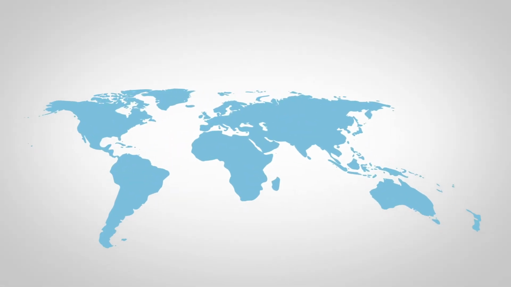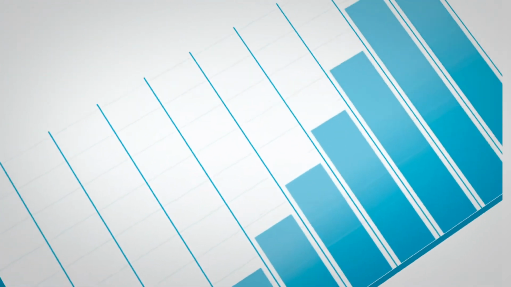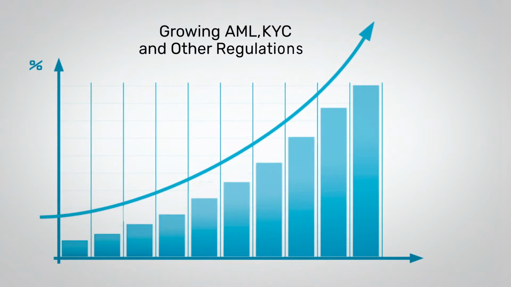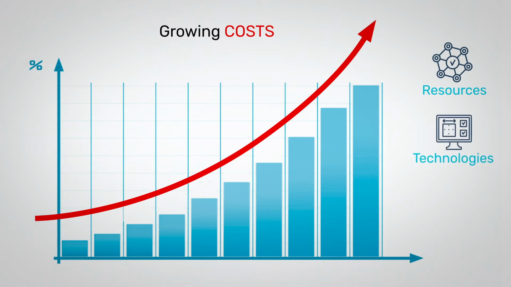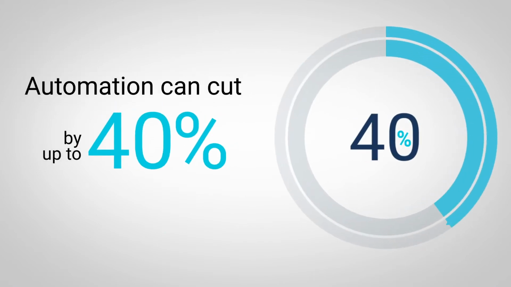Compliance is an essential requirement for banks around the world. As regulations grow, so does the volume of work that needs to be repeated on a regular basis. This comes at a high cost in terms of resources, technologies, and customer experience. However, by automating certain processes, banks can save up to 40% of CLM operations and technology costs.